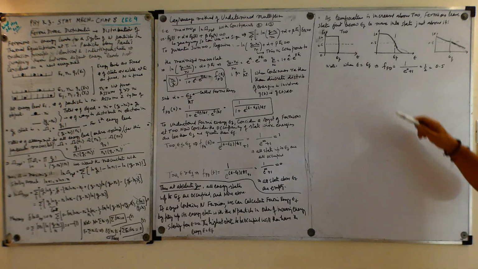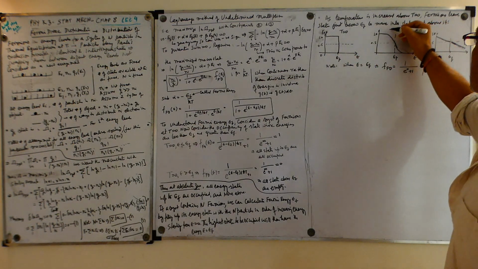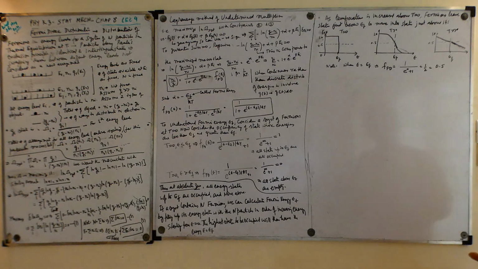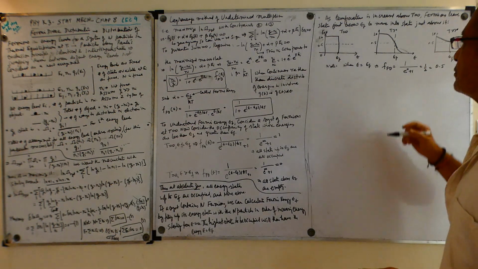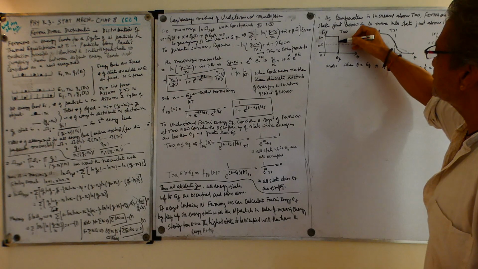Now, this was at absolute zero. Now, if T is slightly greater than absolute zero, a little bit more than zero, then what's going to happen is that some of the fermions very close to the E_F are going to have enough energy to jump over here.